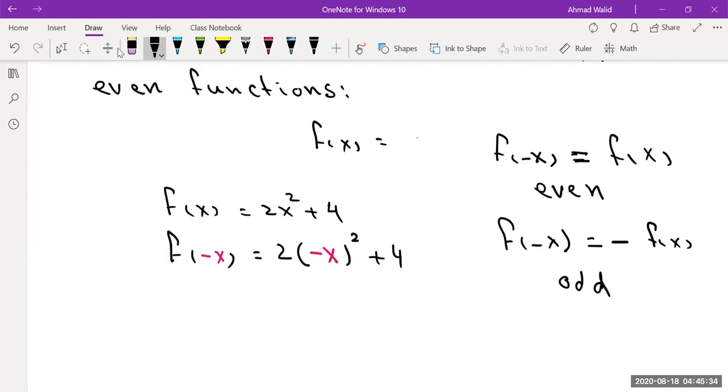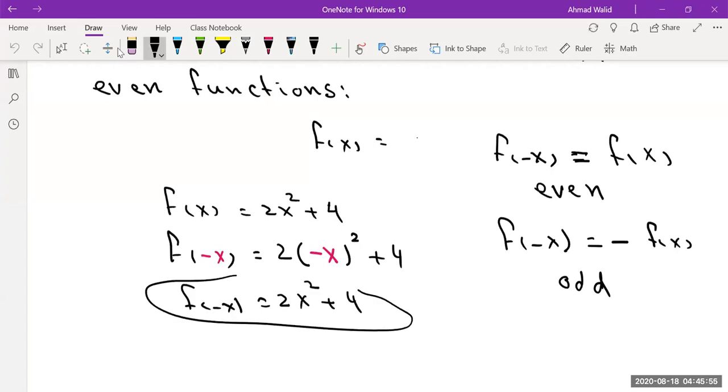Correct? For example, in here, you see I replaced my x with negative x. Let me work on this. 2 negative x squared gives me back positive x squared plus 4. You see that on this side, you have f of negative x. Look at the right side here. F of x equals x squared plus 4. F of negative x equals x squared plus 4. The right side is equal. It means your f of negative x becomes equal to f of x. Then this function is an even function.